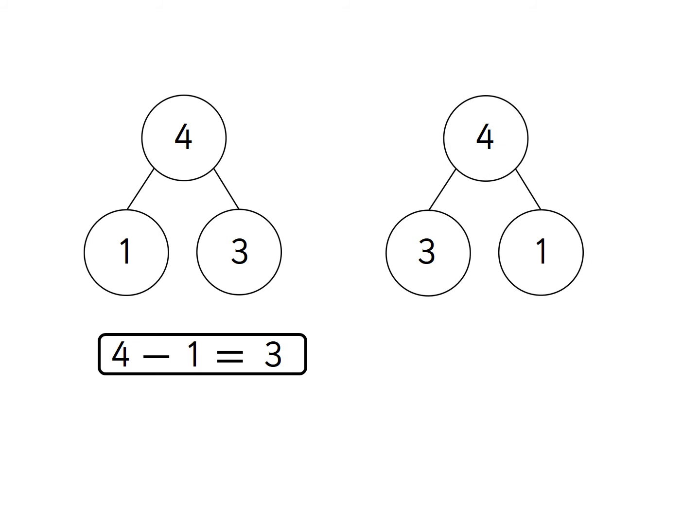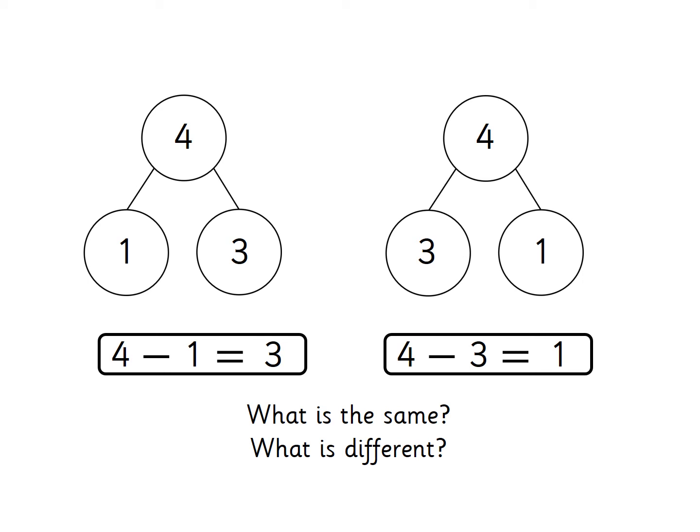And we can do another one. We've changed the parts around on our part whole model, so we could do 4, and instead we could take away the 3. And then what number is missing from that number sentence? Well done, it is the number 1. So it says what is the same and what is different. So we've changed the part that we take away, but we always start with our whole number when we're subtracting.